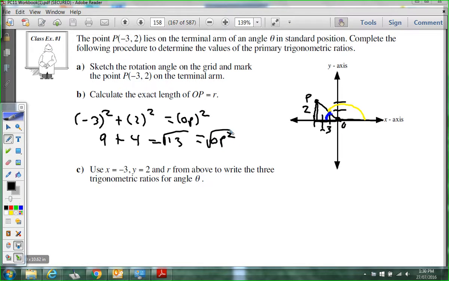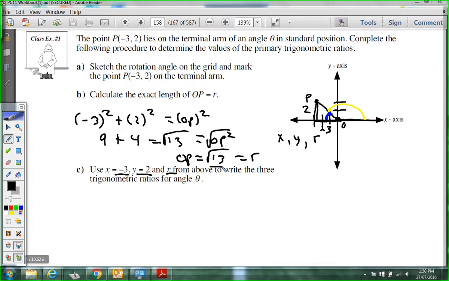So we square root both sides, and so OP is square root 13. So that's the length there. And so now we have OP essentially is R. So if you go back to the top there, we now have X, Y, and R. Okay, if you're not following me, we know that X is -3, we know Y is 2, and we know that R is root 13.